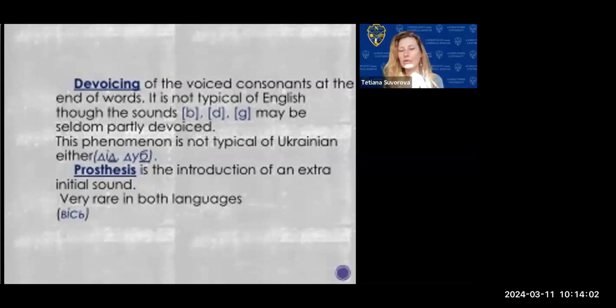And the process of prosthesis is mostly found in Ukrainian, but we can also come across it in English. In Ukrainian, to create this melody of language, we add some initial letter in order to create an easy way of pronouncing. Instead of os in English, in Russian and in Ukrainian we have an additional letter and pronounce vis.